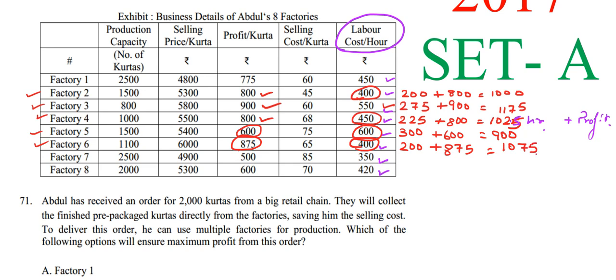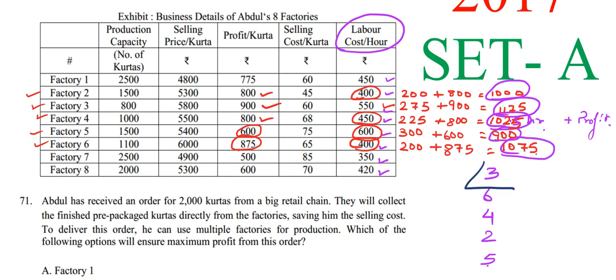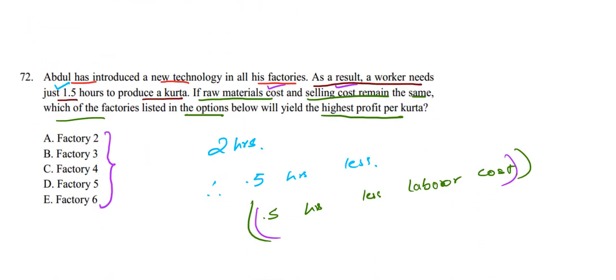So now we need to arrange these profits in decreasing order. So here you can see the maximum is 1175, that is factory number 3. Then we have 1075, that is factory 6. Then we have 1025 for factory 4, then we have 1000 from factory 2, and then lastly 900 from factory 5. So you can see he will get a maximum profit from factory 3. Therefore our answer to this question will be factory 3. So option number B is the correct answer to this question.